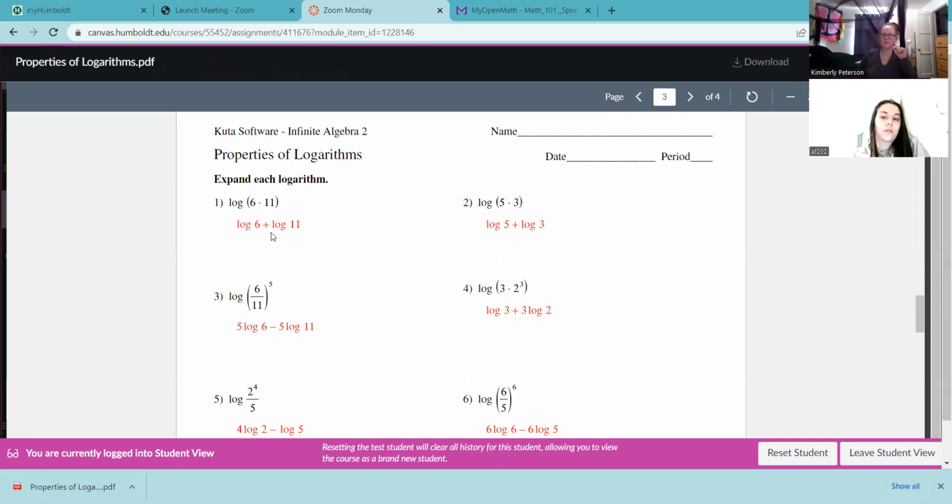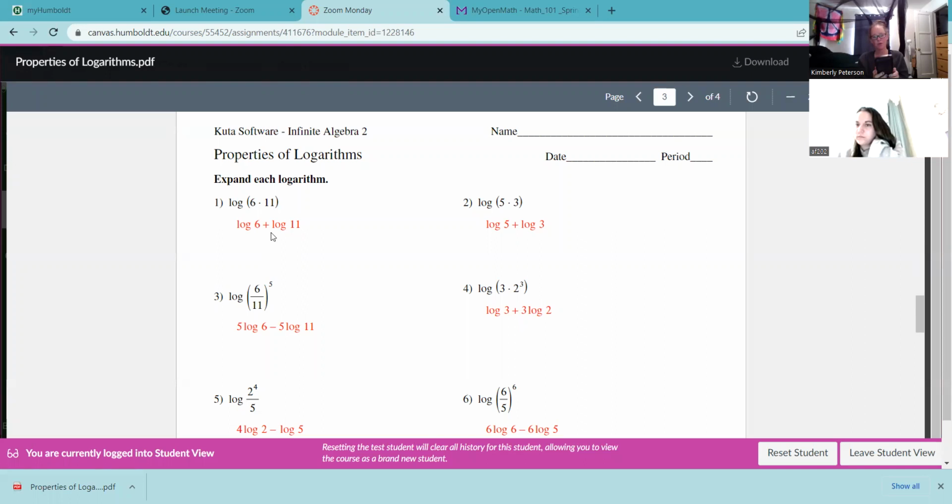So technically they're called expressions. What you would do if you were doing this approximately is pull out your calculator and hit log, and it'll already do base 10. You take log of 6 plus log of 11 and it'll give you something. For these problems, I'm really just trying to get you to practice expanding or condensing.